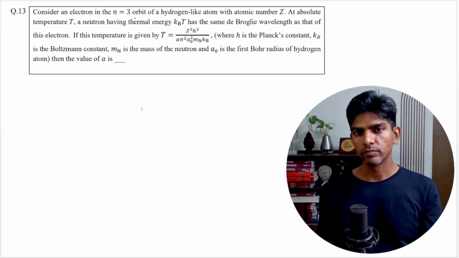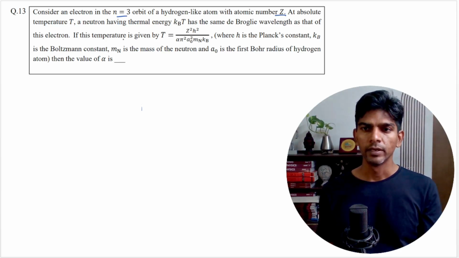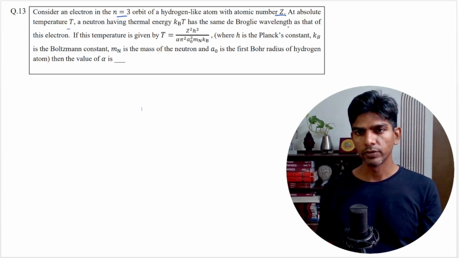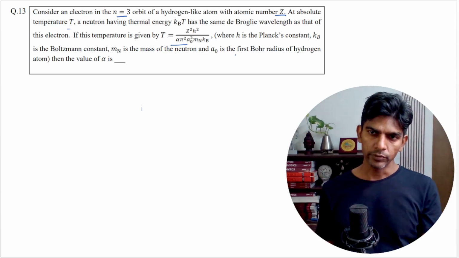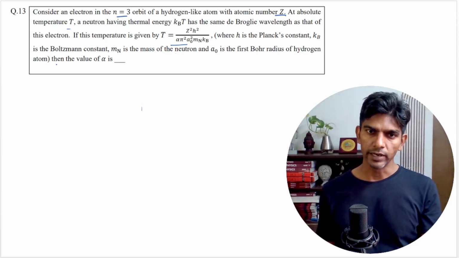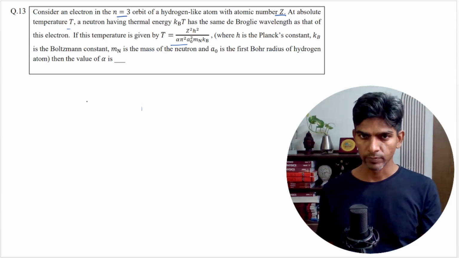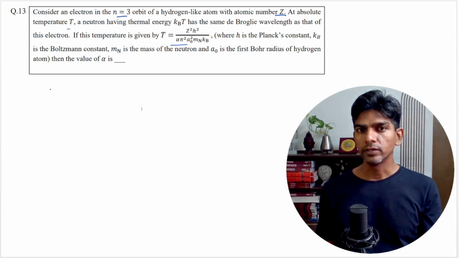Consider an electron in n equals 3 orbit of a hydrogen-like atom with atomic number Z. At absolute temperature T, a neutron having thermal energy kBT has the same de Broglie wavelength as that of this electron. If this temperature is given by this expression, where h is Planck's constant, kB is the Boltzmann constant, mn is the mass of the neutron, a0 is the first Bohr radius of hydrogen atom, then the value of alpha is. Right, so first let us calculate the de Broglie wavelength of the neutron, and to find that we need to find the momentum of the neutron.